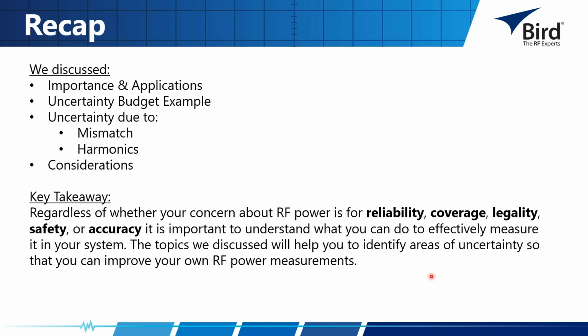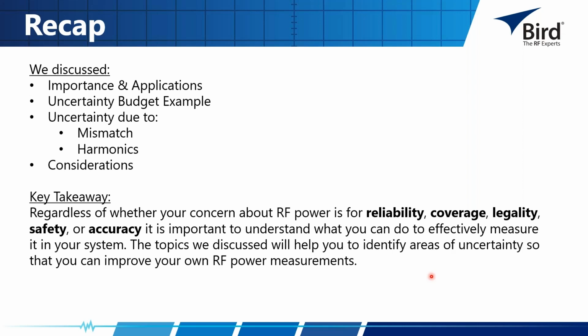So just to take a quick recap, we discussed the importance and applications around uncertainty, as well as defining exactly what uncertainty is. We took a quick look at an uncertainty budget example of a sensor, to see not only how a manufacturer is going to characterize it, but what other considerations you can make based on those pieces. We took a look at a couple of the most common uncertainties that I see, due to mismatch and also harmonics. And we took a quick look at some considerations for what you can do to improve your setups.